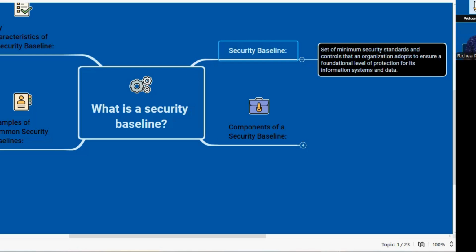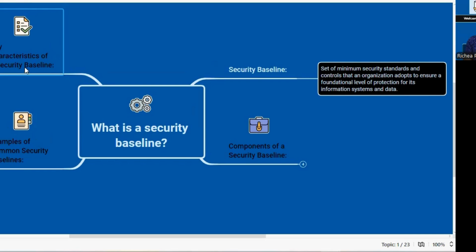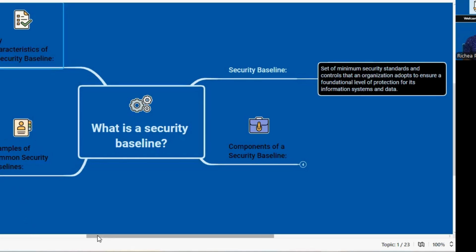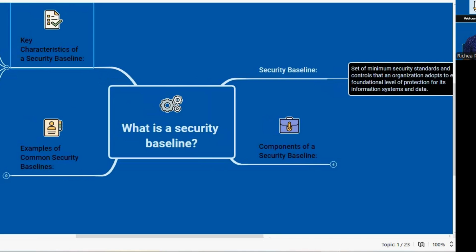And of course, these baselines have a number of key characteristics. So let's look at some of those key characteristics of a security baseline that you also need to bear in mind, now that you have an understanding of what you're talking about. We're talking about minimum standards. Every security baseline must meet a number of minimum standards, consistency, foundation, and compliance.